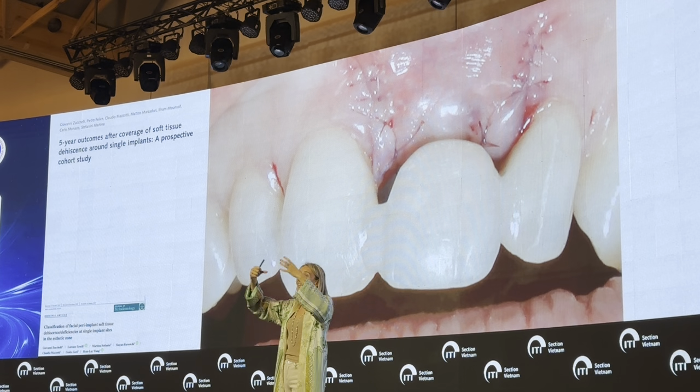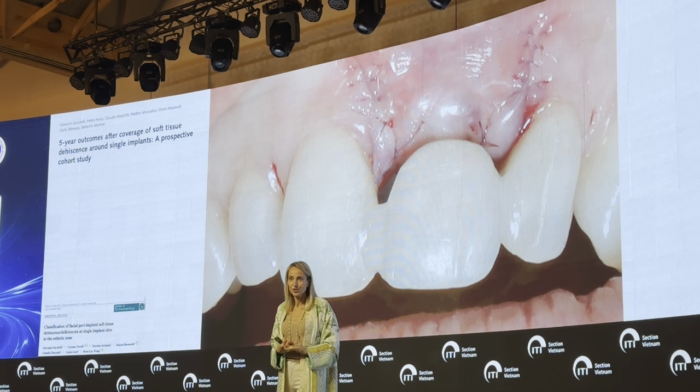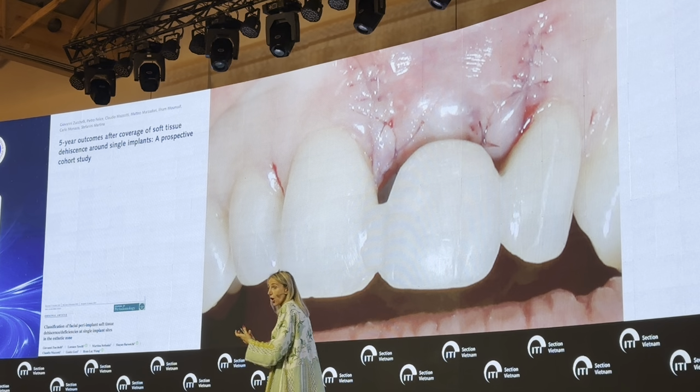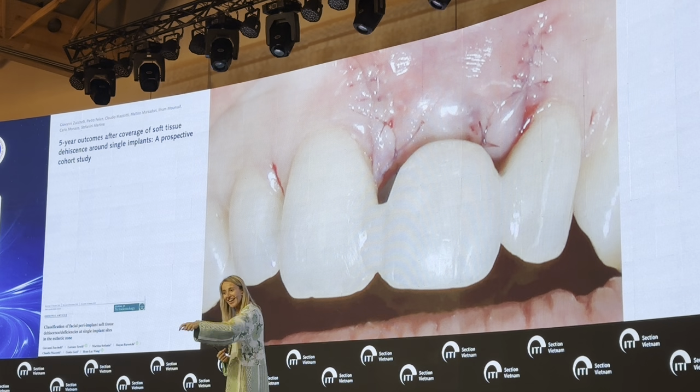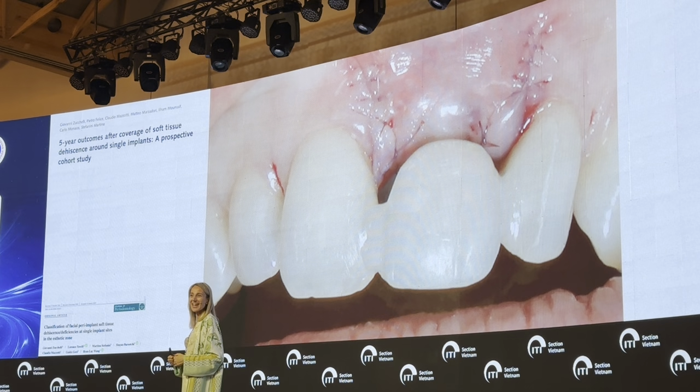in order to recreate keratinized tissue after the bone regeneration procedure, because when you, hi, ciao, there is a young dentist under the table.